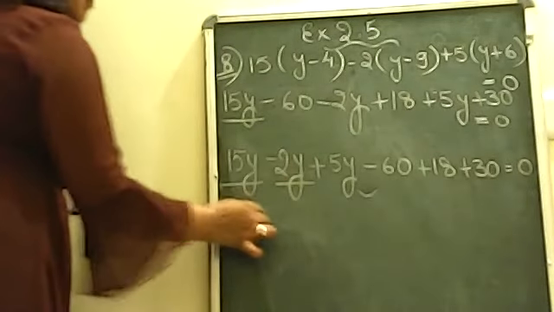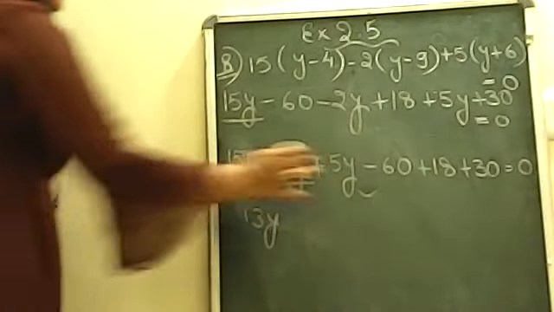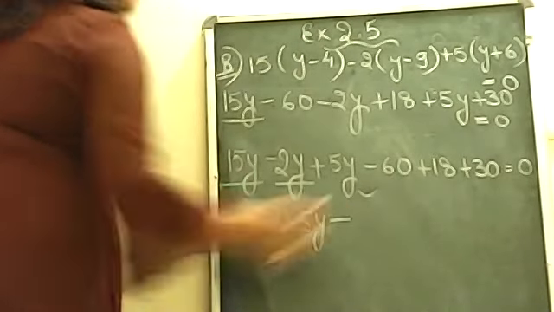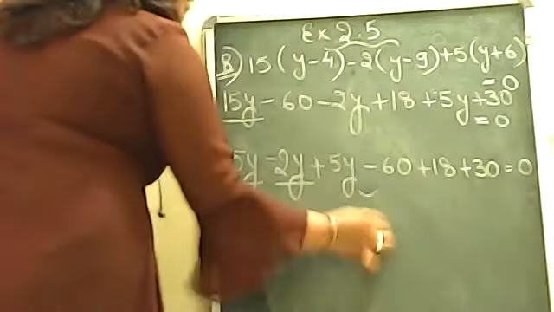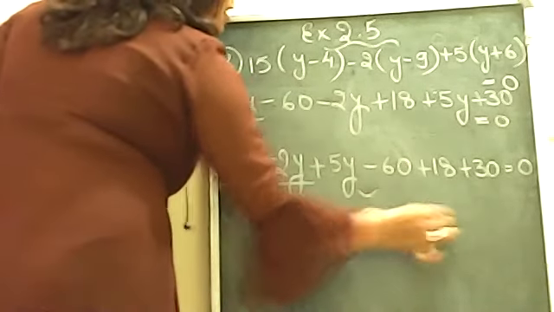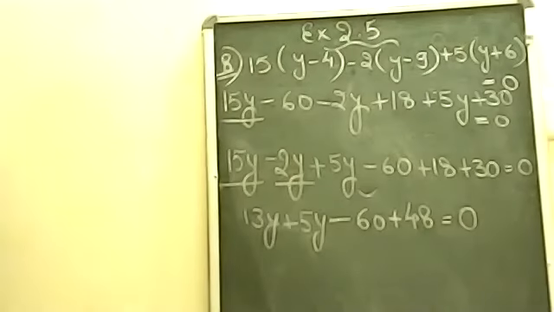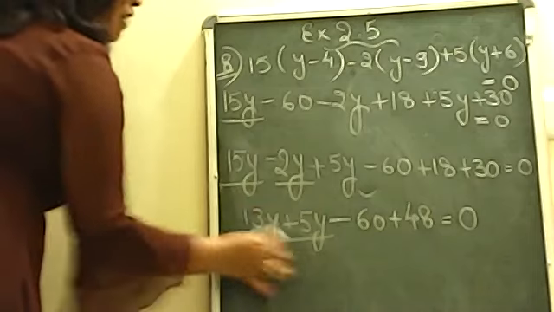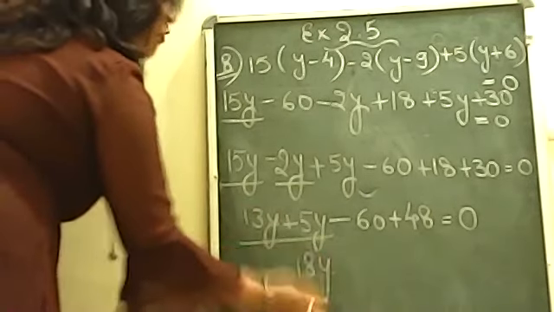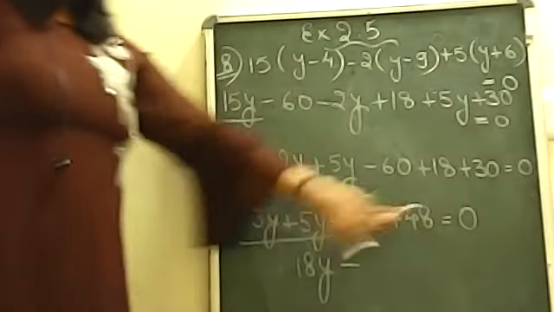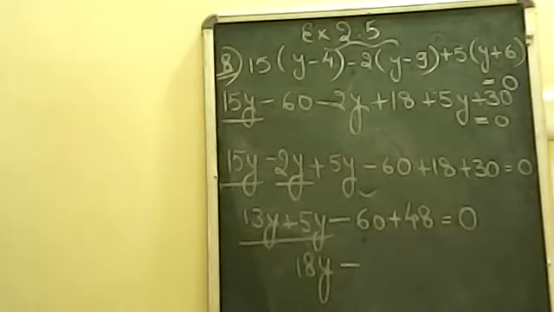15y minus 2y, which you will solve, it will give you 13y, and 13y plus 5y I have written together, then minus 60, I am writing it together only, 30 और इसको add करोगे तो it will give you 48 is equal to 0. Now two terms बची हैं केवल, ठीक है. Now let's solve it further. 13y and 5y will be added together, will give you 18y, then minus sign. This is minus 60 and this is 48, which you will solve, it will give you 12 only.